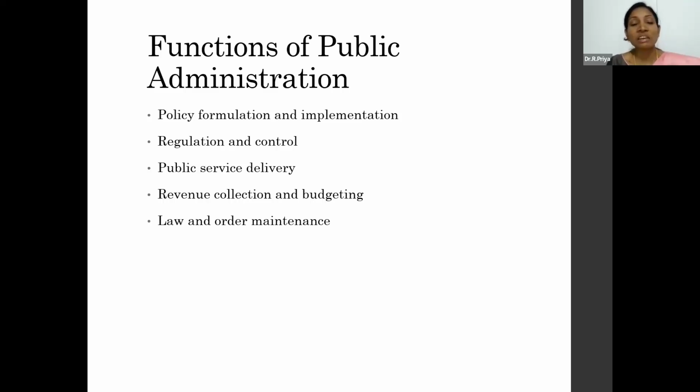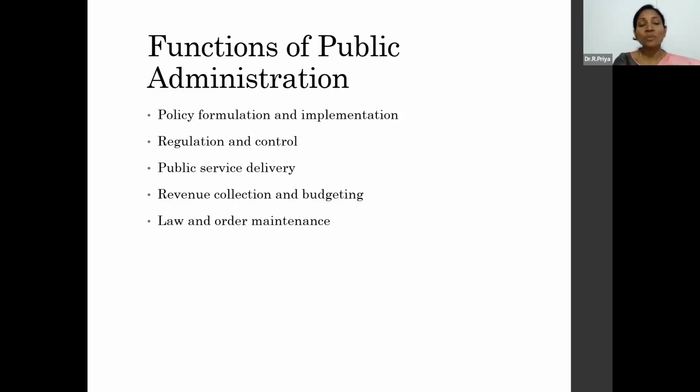Another function is law and order maintenance. Maintaining law and order ensures internal security and public peace, especially through police service, disaster response, and justice systems. The police and disaster teams manage relief during an earthquake sometimes, and even during floods, so that people are helping the public. So maintaining law and order is also one of the major functions of public administration.